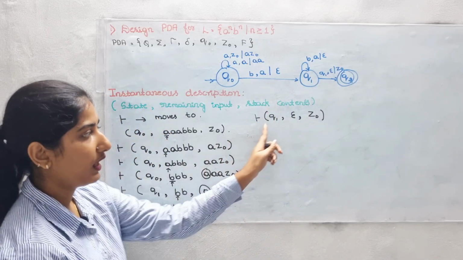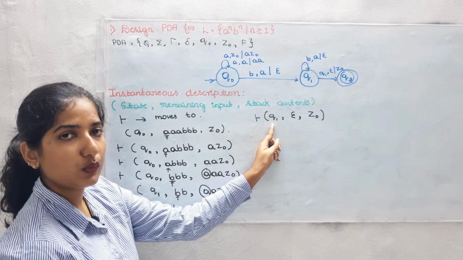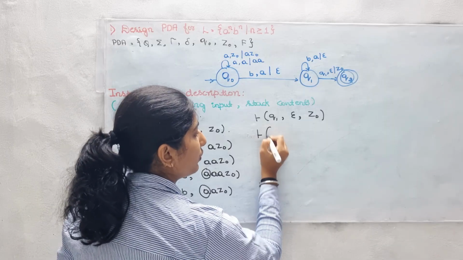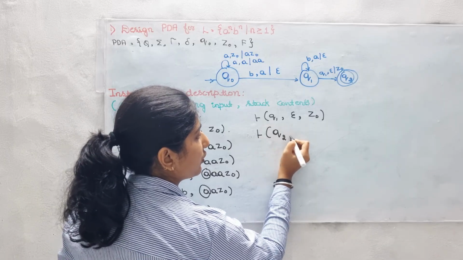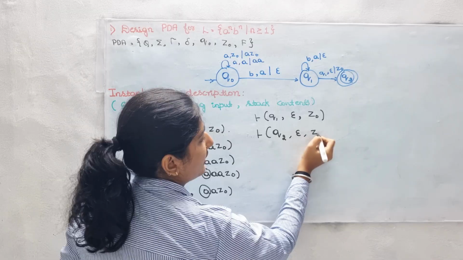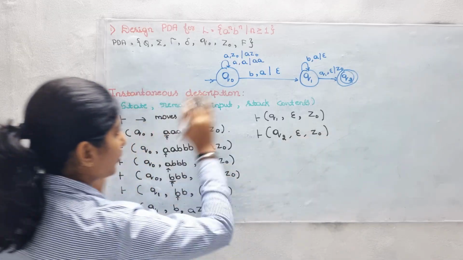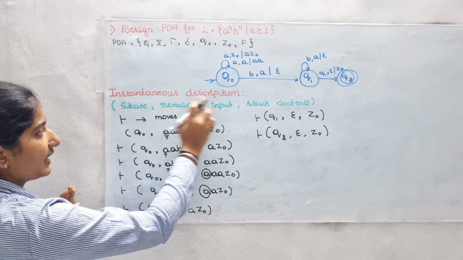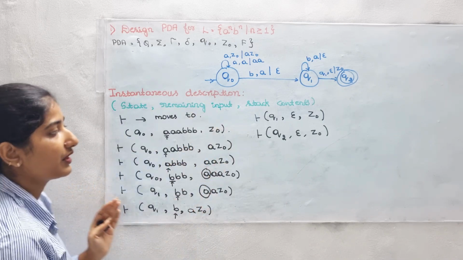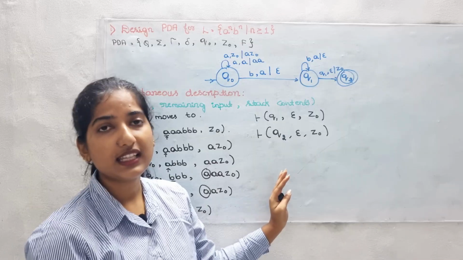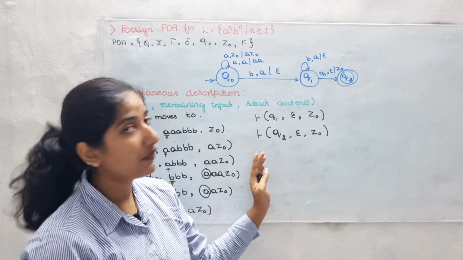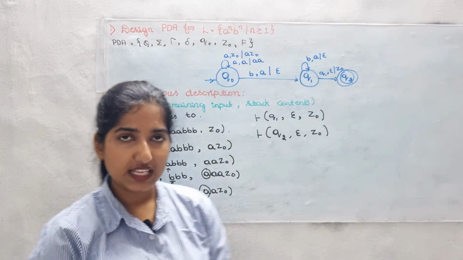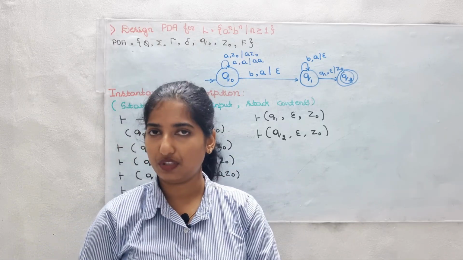Now what do I have to do? Here I am in state Q1 with Z naught on top. I have to move to the final accepting state, that is Q2, with epsilon and Z naught as it is. So this is the snapshot of the PDA, that is the instantaneous description. We have to write this in the exam. This is how we design the PDA for the language L equals A to the power n, B to the power n.